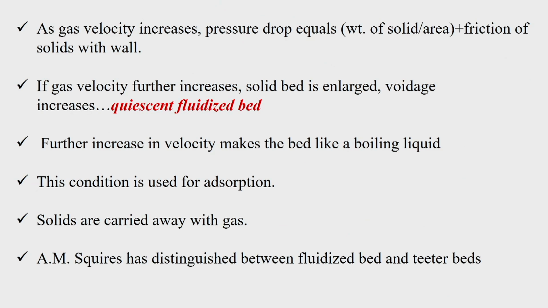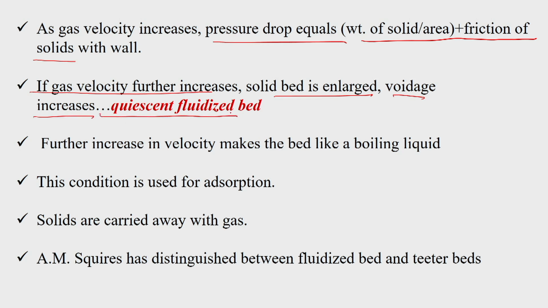Okay. So, as this velocity increases, the pressure drop equals the weight of the solid plus the friction of the solid with the wall. So, if the gas velocity is further increased, then the solid bed will be enlarged and the void age will be increased, and we call this a quiescent fluidized bed. It means the entire bed will be enlarged, just before the fluidization of the entire solid material.